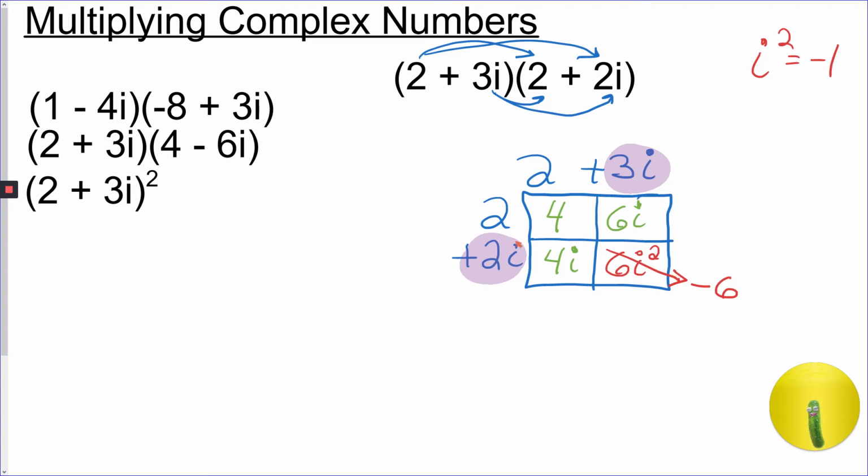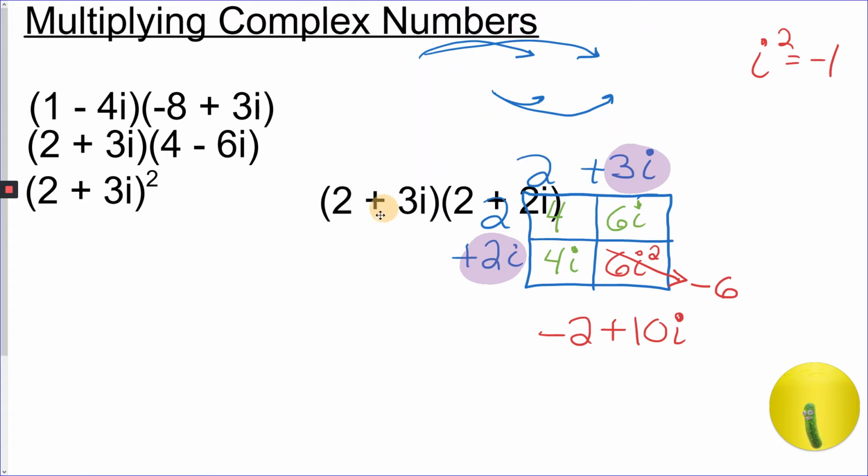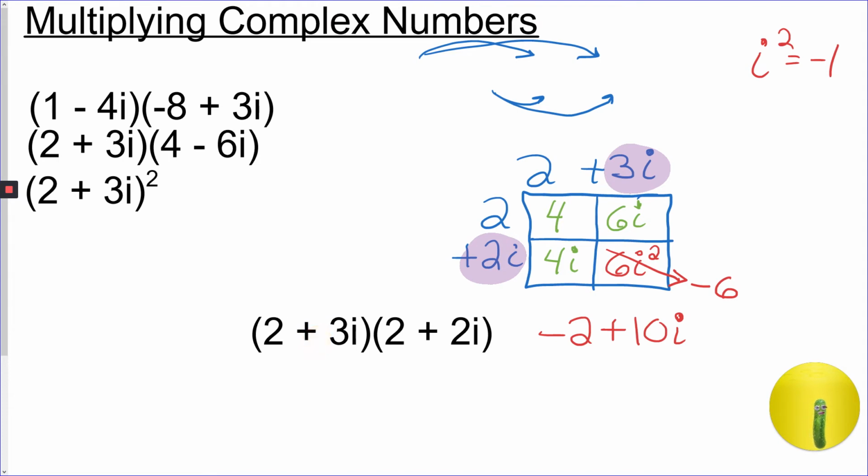So now we have our box. We're going to kind of combine like terms. 4 minus 6, negative 2. 4i and 6i, 10i. And there we have it. So our problem, which was this one, come on down. I'm lagging a little bit. When we multiply these two together, we get negative 2 plus 10i. Cool?